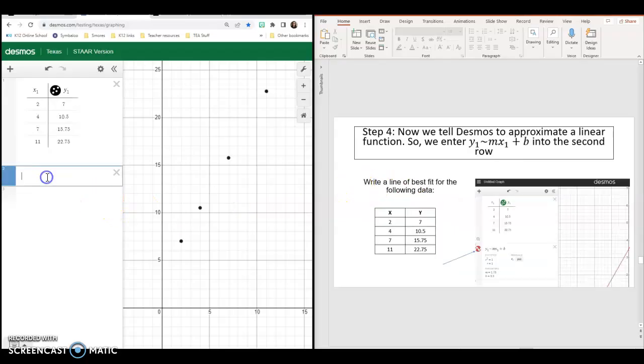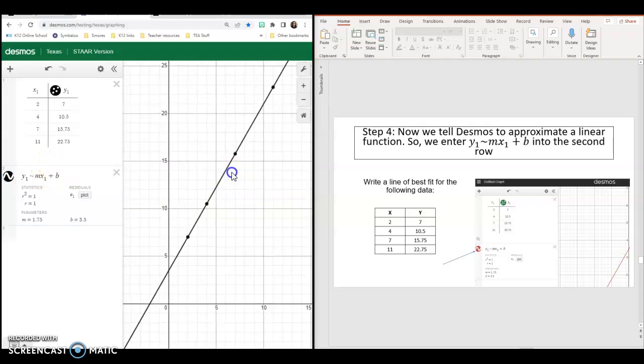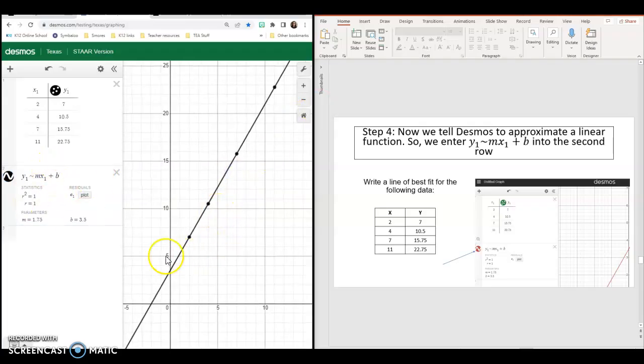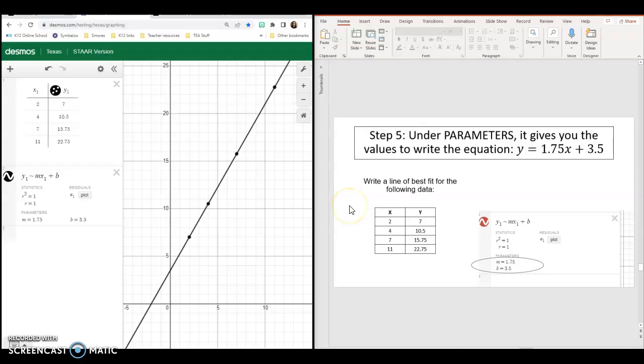So now what we're going to do is tell Desmos to approximate a line. So we're going to tell it y equals mx plus b, but we have to enter it as y1 because that's where the information is coming from. And then we say approximate mx1 because we wanted to use those x values from x1, and then we say plus b. So now it does go ahead and graph the line, and it does give us the information about the line.